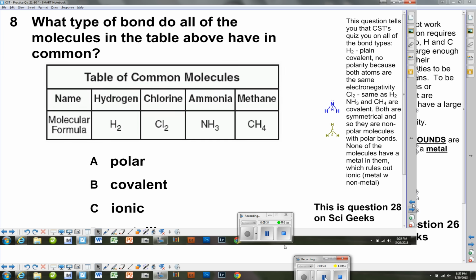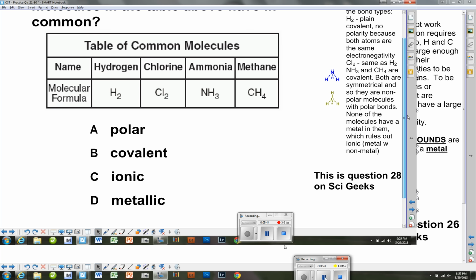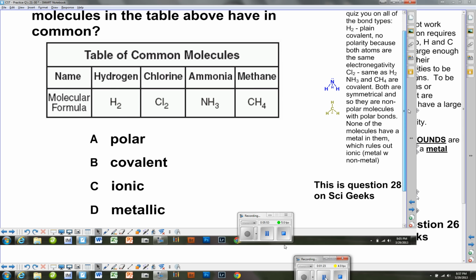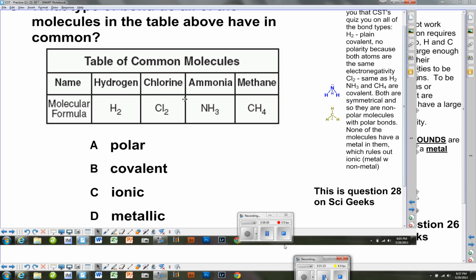Going on, number 8, your common molecules here. You're asked to choose among polar, covalent, ionic, and metallic. Okay, and what type of bond do all of these guys have? So all of these guys have, excuse me, covalent. There's actually a polar covalent in ammonia and methane, and you can see why as you look at the Lewis structures over here of these two guys.